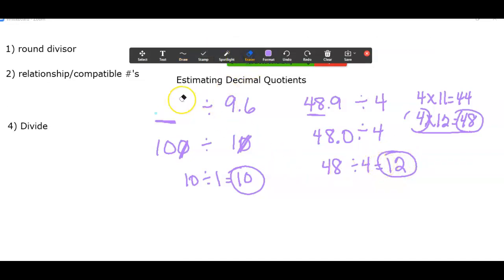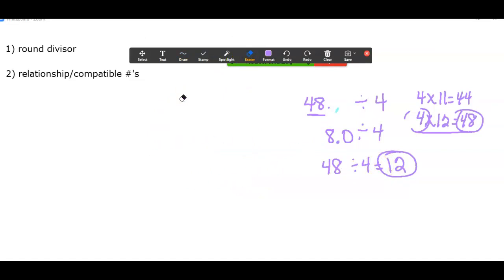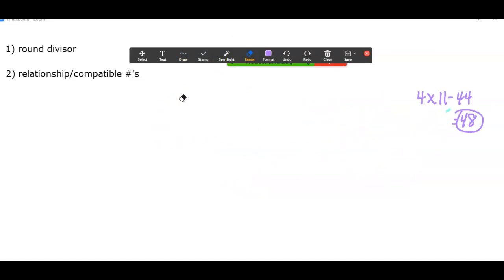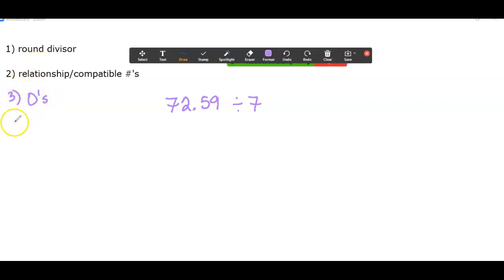All right, last one together. And then we'll do some together as a group with the whiteboard. So this one, 72 and 59 hundredths divided by 7. I realized some of my steps got erased. This is deal with zeros, and then this is divide. All right, so first I round my divisor. Well, it's a single digit, so I'm going to keep it by itself. Look for relationships to make a compatible number.